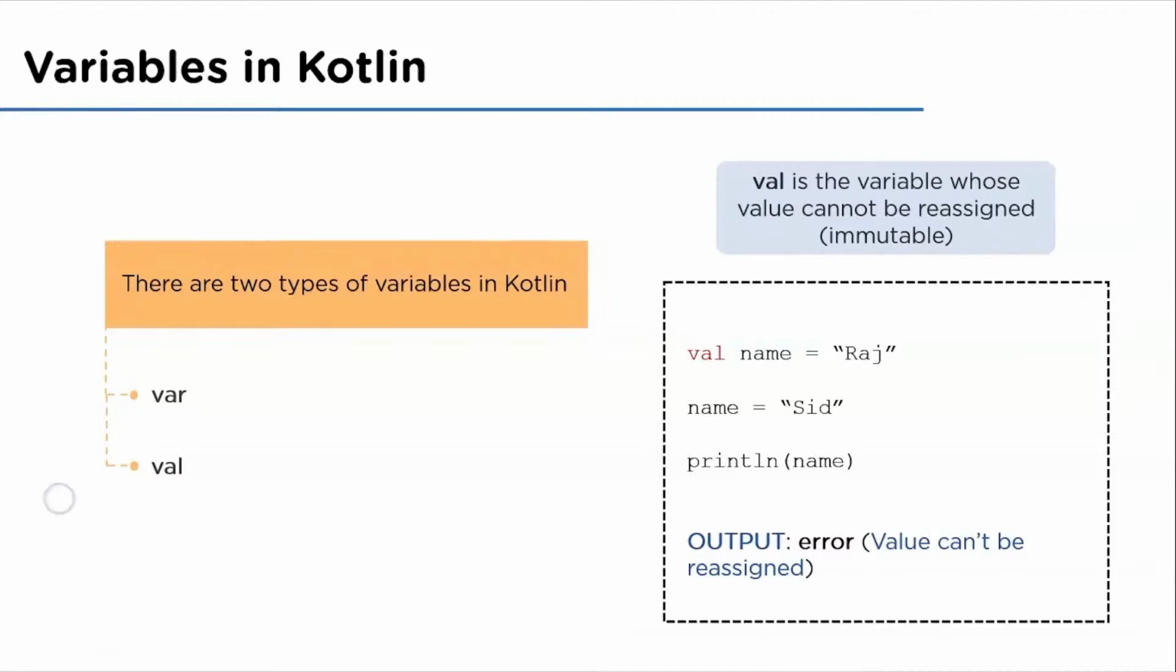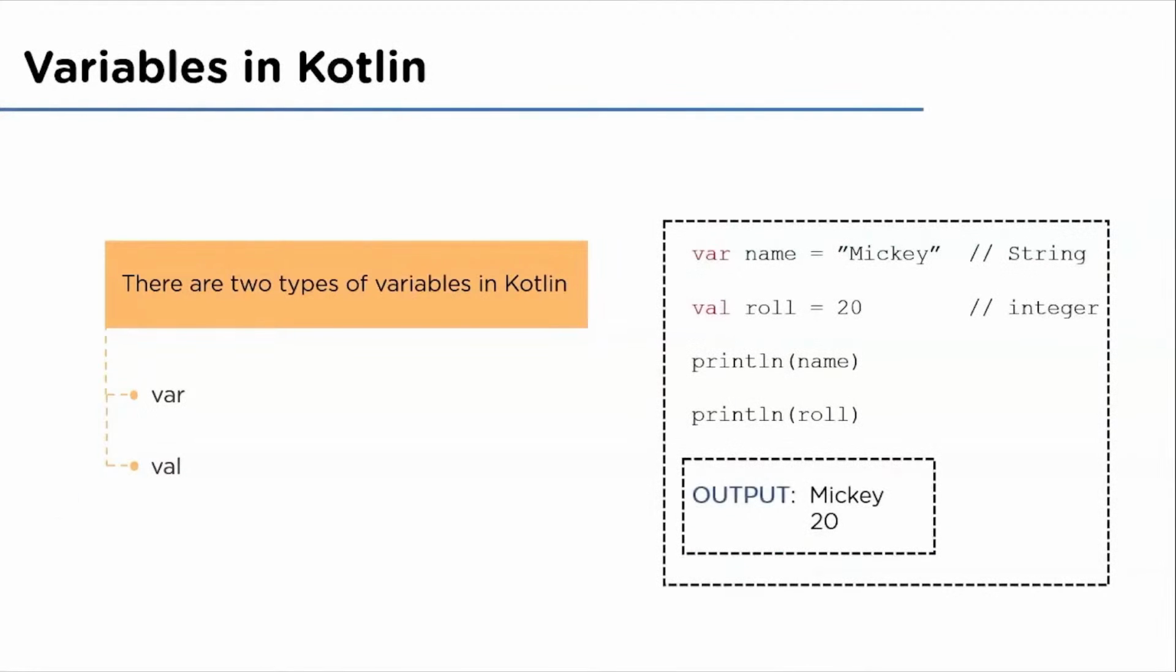Kotlin is smart enough to understand which is string and which is an integer. So it is not necessary to specify the type. Like in this example, name is the string and roll number is the integer. But we haven't specified their type, and still there is no error. However, it is possible to specify the type if you want.